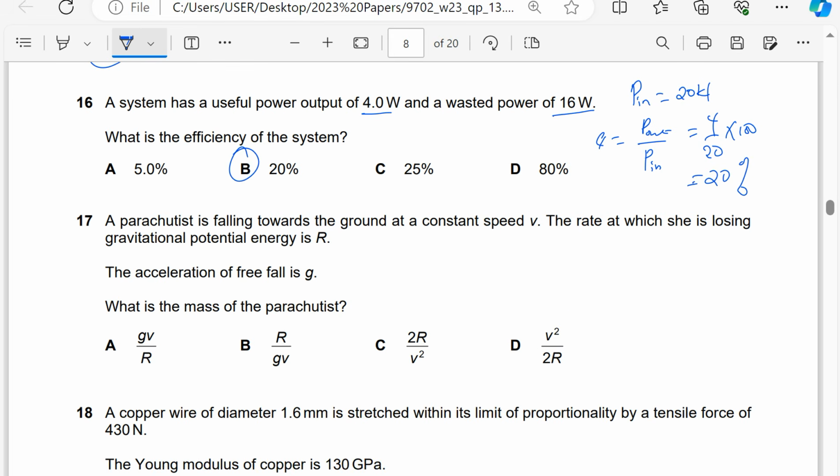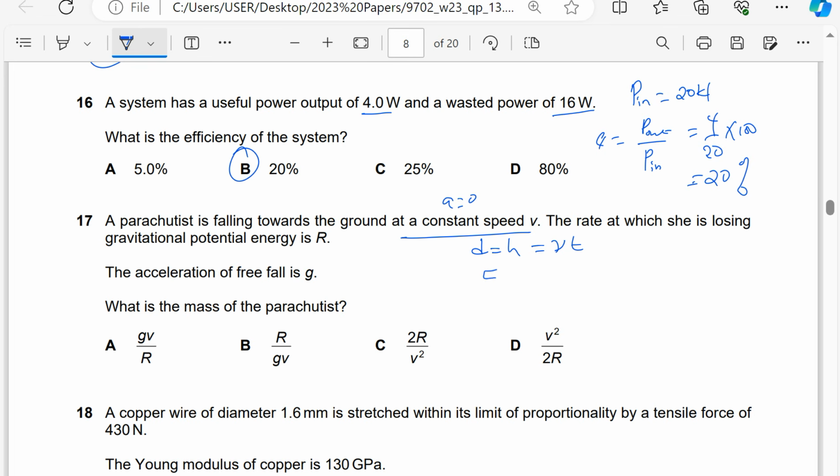A parachute is falling towards the ground at a constant speed. Acceleration is going to be 0 if we consider constant speed. The rate at which she is losing gravitational potential energy is R. Okay? So since it's moving at a constant speed, the vertical height through which it moves is going to be v times t. That is h is v times t.